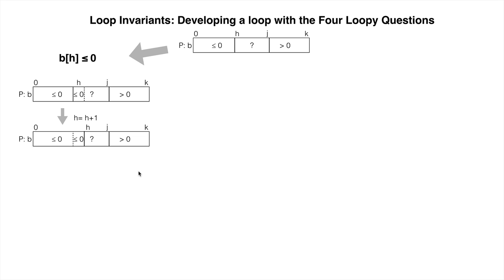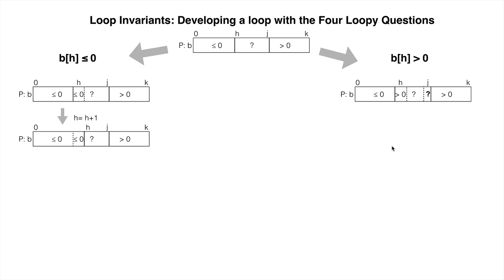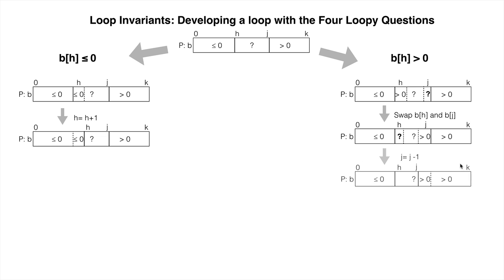In the other case, when b at h is greater than 0, the element in question belongs in the rightmost segment. We move it there by swapping the elements at indices h and j, and then decreasing j by 1. Note that in this case, we do not increment variable h, since we have not yet looked at the element now contained there.